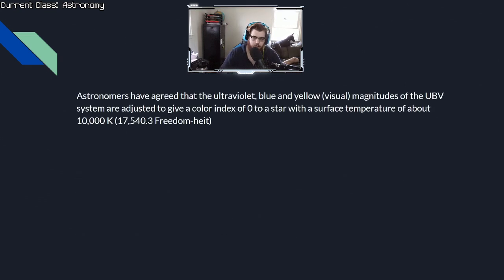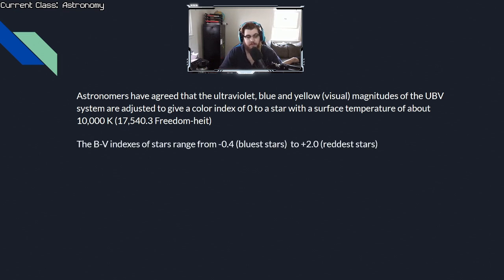So, now astronomers have agreed that the ultraviolet, blue, and yellow, which is also called the visual magnitude, which is how we get our V, right? So it's ultraviolet, blue, and visual. These magnitudes of the UBV system are actually adjusted to give a color index of 0 to a star that has a surface temperature of about 10,000 degrees Kelvin, or 17,540 Fahrenheit.